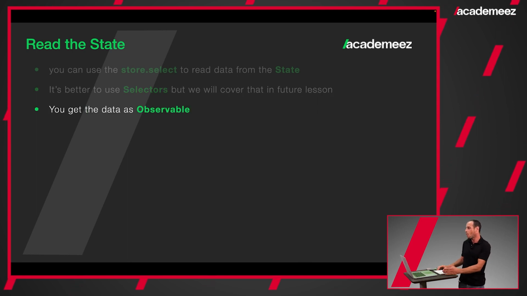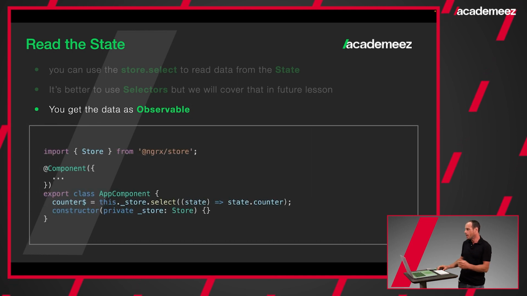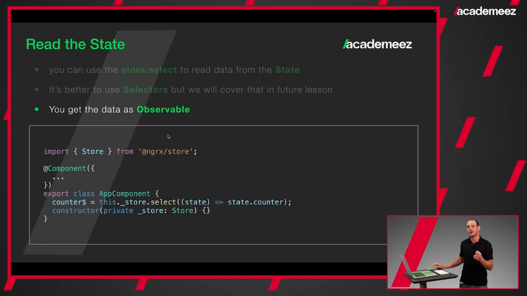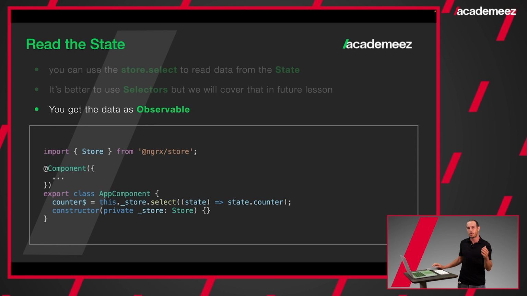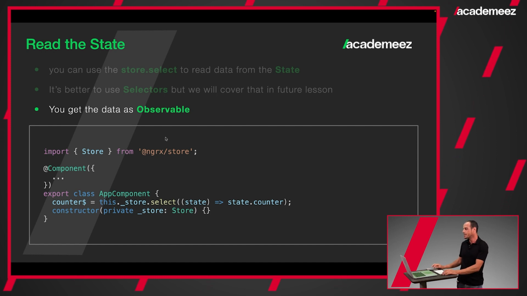You can get the data once you select the data from the store. You get the data as an observable. If you get the data as an observable, it means that usually in an ngrx application, it's really easy for your entire componentry to be made from components with a change detection strategy of OnPush. All the data you get comes as an observable, and you can use the async pipe to read the data. So it's really easy to use OnPush. Let's try to read the counter that we have in our state.